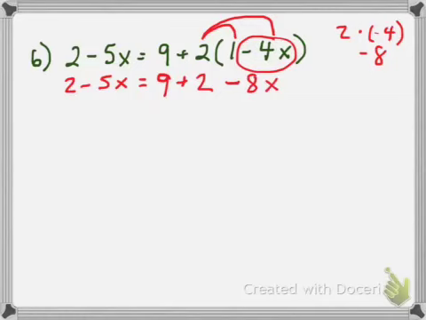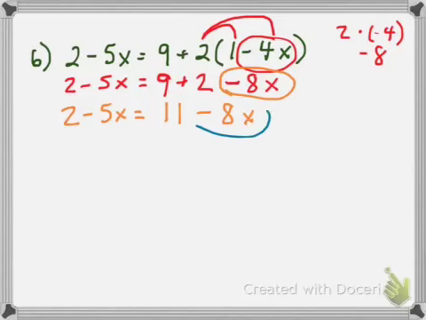And then my next step, so I've distributed, combine like terms if necessary. On the left side, nothing to combine because they're unlike terms, so 2 minus 5x, I'll keep it. And then this 9 plus 2, they're both constants. They're both just numbers, so I can combine them. 9 plus 2 is 11. And then I'm going to keep this minus 8x, so bring down the minus 8x. And then after I combine like terms, I have to get the variable terms on one side, preferably the left side. So I have to get rid of this minus 8x. So I have to add 8x to both sides.